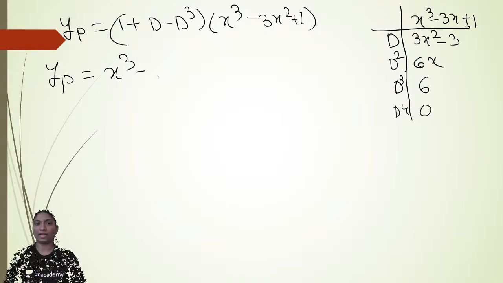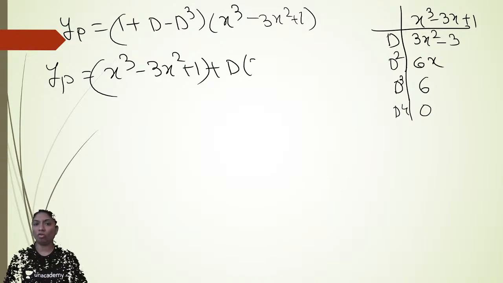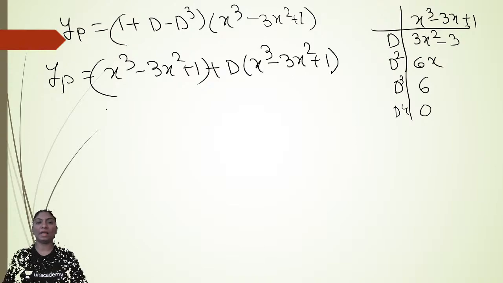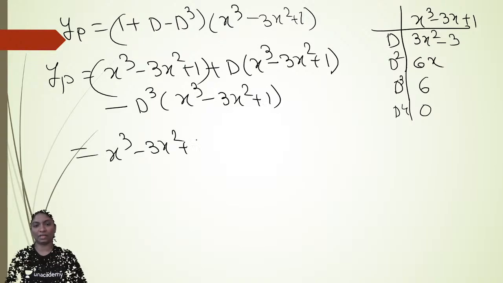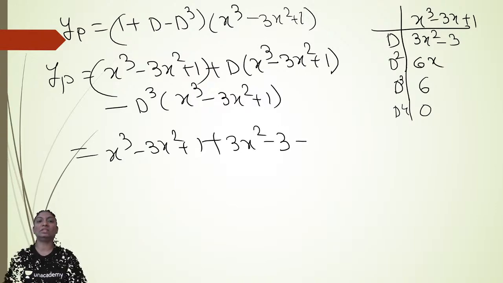So x cube minus 3x square plus 1, plus D of x cube minus 3x square plus 1, minus D cube of x cube minus 3x square plus 1. So x cube minus 3x square plus 1 plus what is D of this? That is 3x square minus 3. So directly I can write 3x square minus 3 minus D cube of this. D cube of this is 6, so directly you can write 6 here.